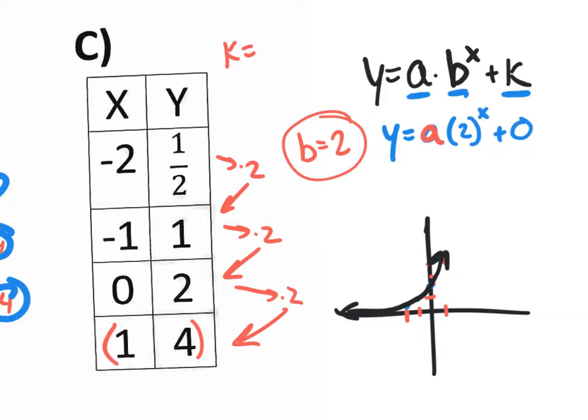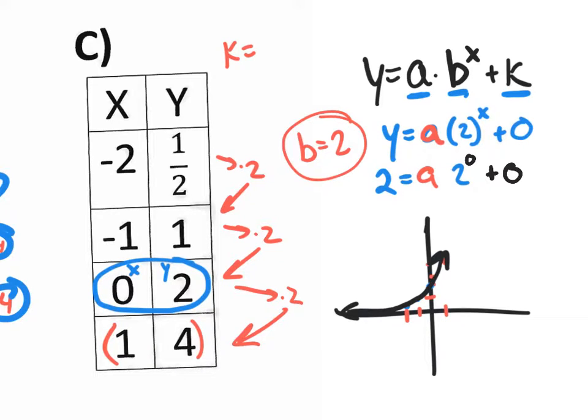Pick one. 0, 2? You want to use this one? Yeah. Okay, so let's plug in 0 for X and a 2 for Y. Notice that this equation starts with Y, so let's put 2 because 2 is Y, equals, I don't know A, but I do know that the base is 2, and to the X power, we just said X is 0. We're plugging in 0 right there, and then plus 0.